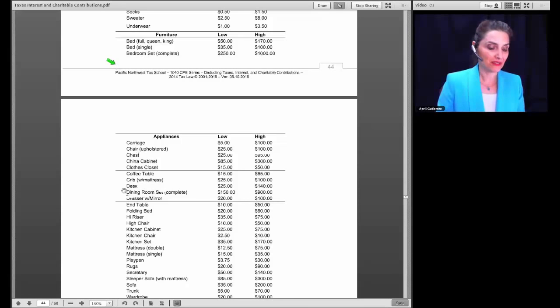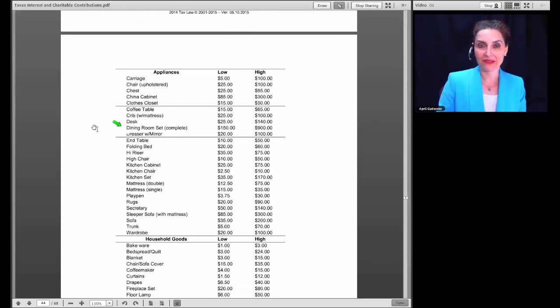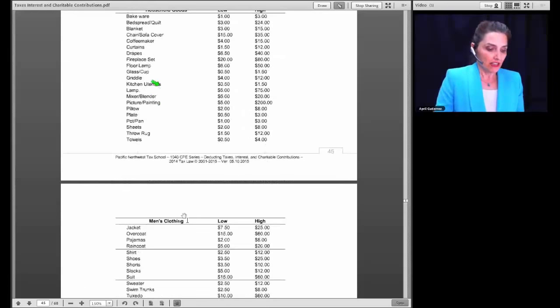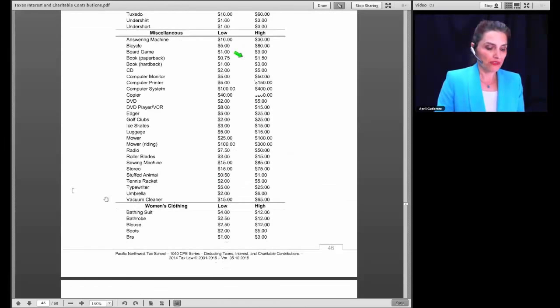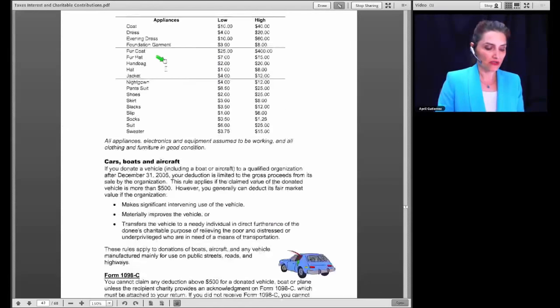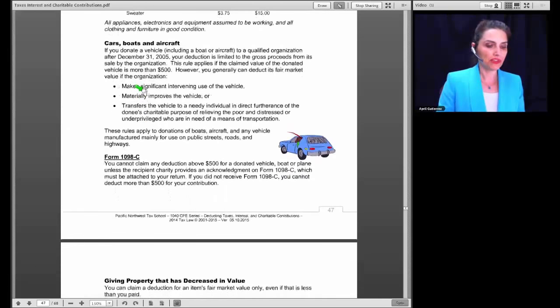This is the guide that's provided. And if you can find comparable sales, maybe going into an antique store and getting a dealer to tell you what this stuff is worth, you might get something higher again. So I'm going to let you peruse through all of these valuation suggestions on your own. And we're going to move on to the next topic, which is the donations of cars, boats, and aircraft.